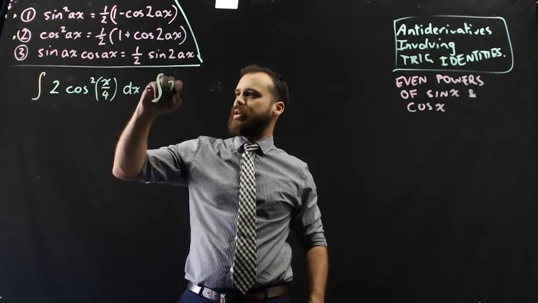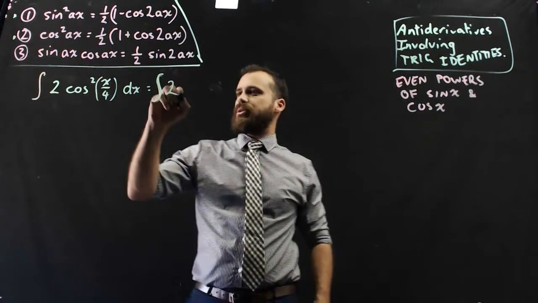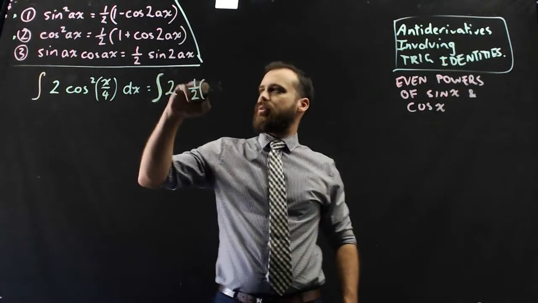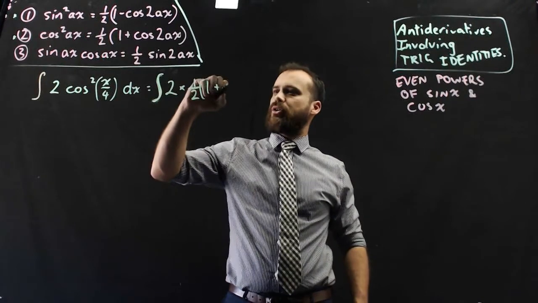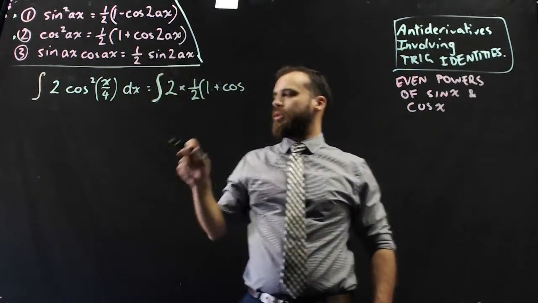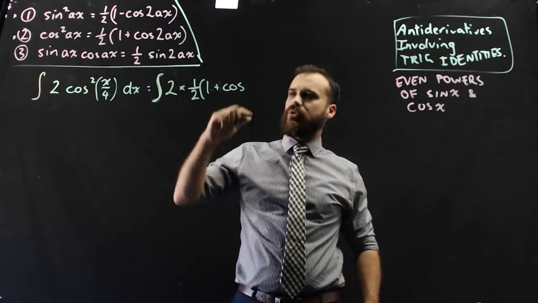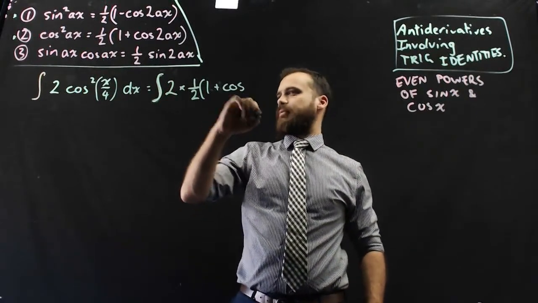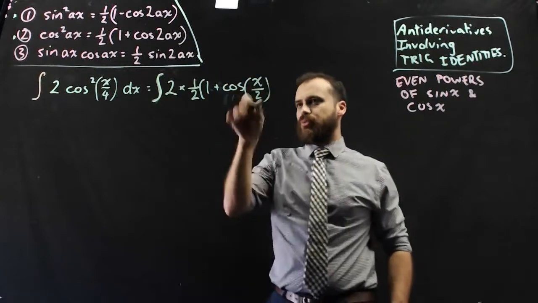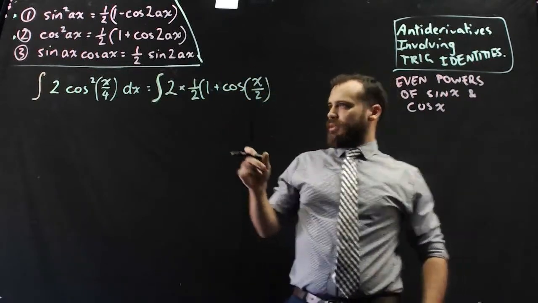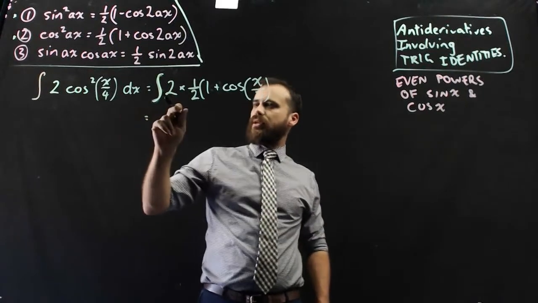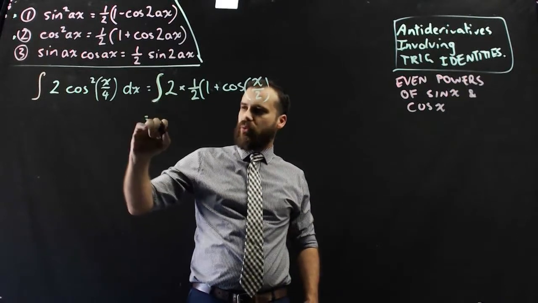So we're still going to need that 2 out the front, and then it's going to be 2 times 1/2, 1 plus cos, and then it's 2, and a is 1 on 4. So 2 times 1 on 4 is 2 on 4, which is 1/2 cos x on 2. So it's 1/2 x on 2. Alright, so there's a good first step there. Now 2 times 1/2 is just going to be 1.